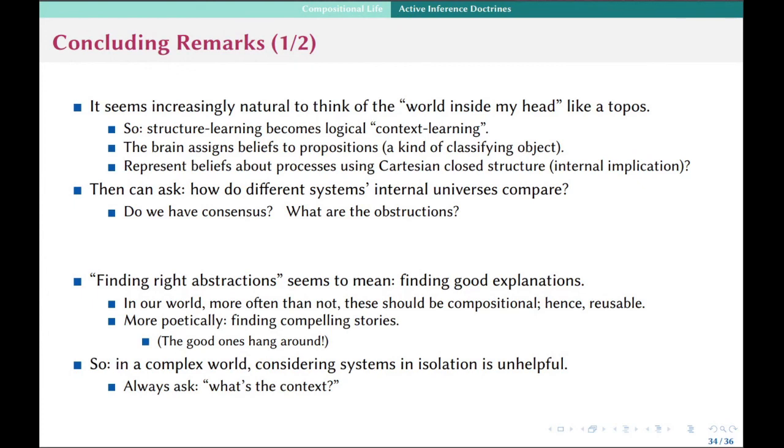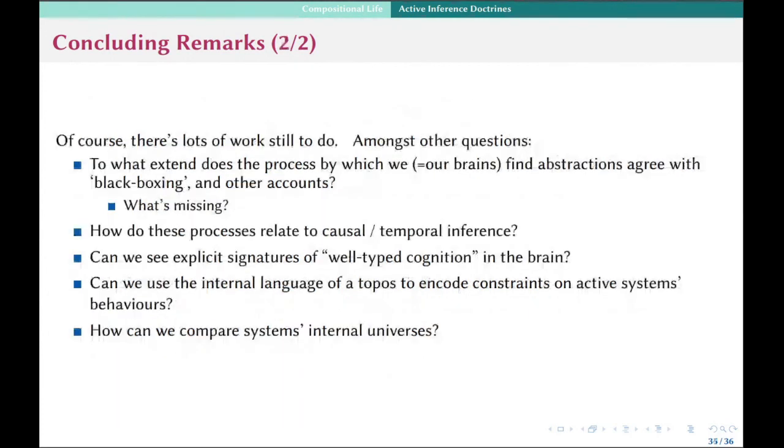Okay, and of course, there's loads left to do. Among other questions, to what extent does this process by which we or our brains find abstractions, the process that I've begun to sketch today, agree with the mathematical descriptions of abstraction in terms of concepts like black boxing or hierarchical planners and other accounts? What's missing? How do we relate them? I don't know. How do they relate to causal or temporal inference?